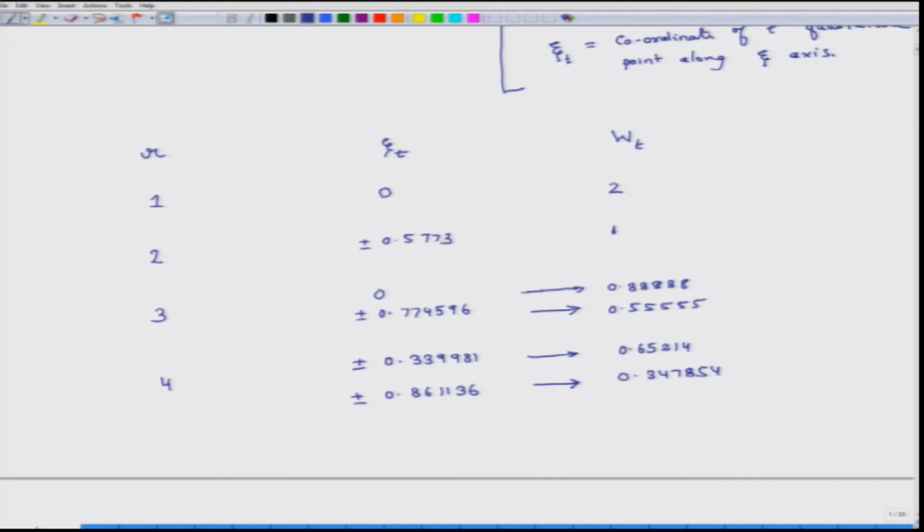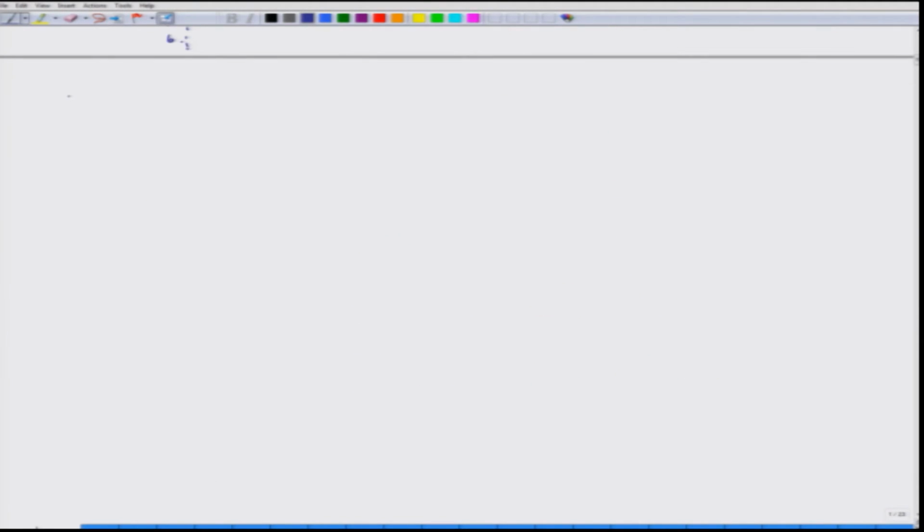Okay. And similarly, I can have r as 5, 6, and so on and so forth. So, now what we will do is, we will actually do some calculations. So, for example, suppose I am interested in finding the value of k_ij.